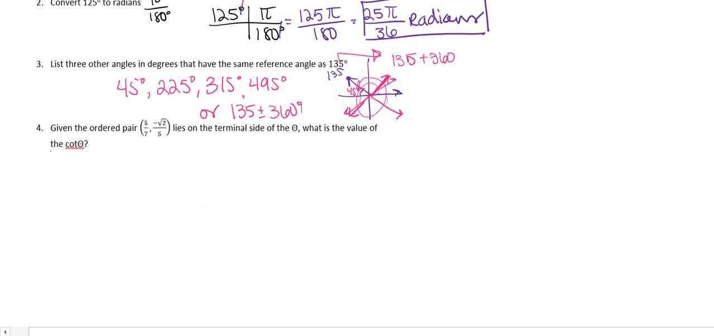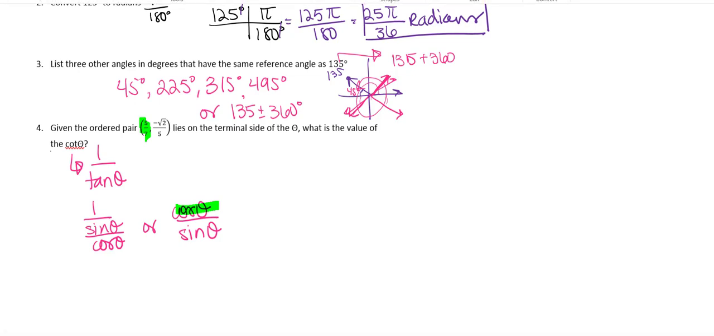Last but not least, given the ordered pair 5/7 and negative square root of 2 over 5, which lies on the terminal side of theta, what is the value of cotangent? So I know that cotangent is 1 over tangent of theta, or cosine divided by sine. I know that my cosine is my x value here, and I know that my sine is my y value.